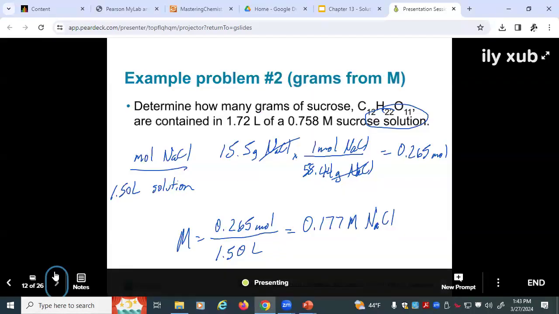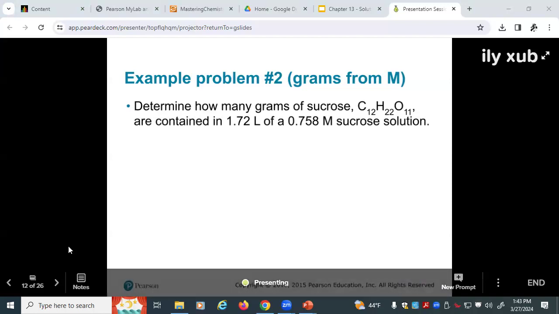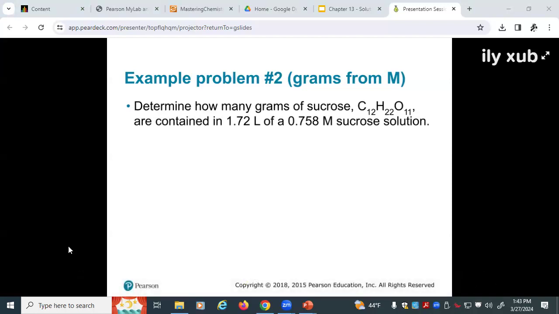All right, let's take a look at the other kind of problem. What if I have to figure out how to make a particular solution, kind of what you had to do in lab earlier this week? How do I make a 0.2 molar solution of iron chloride or something like that? So the question is, how do I go about doing that?